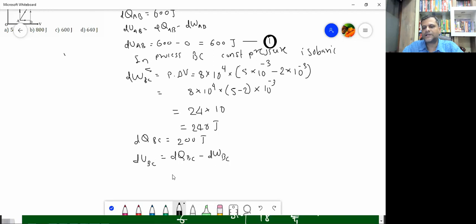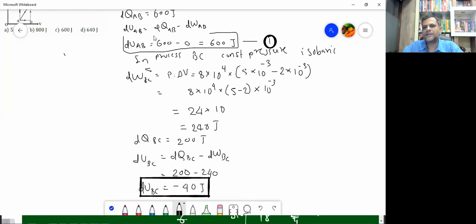ये पूरा BC का ही हम चल रहा है. तो dq कितना आया BC में 200 और dw कितना मिला हमको 240. करेक्ट है. So if we subtract this here, then we can get this as minus 40 joules here, right? And using this, we can say that duBC is going to be minus 40 joules. So here we are going to get the change in internal energy in process BC, and here we are going to get the change in internal energy in the process AB.